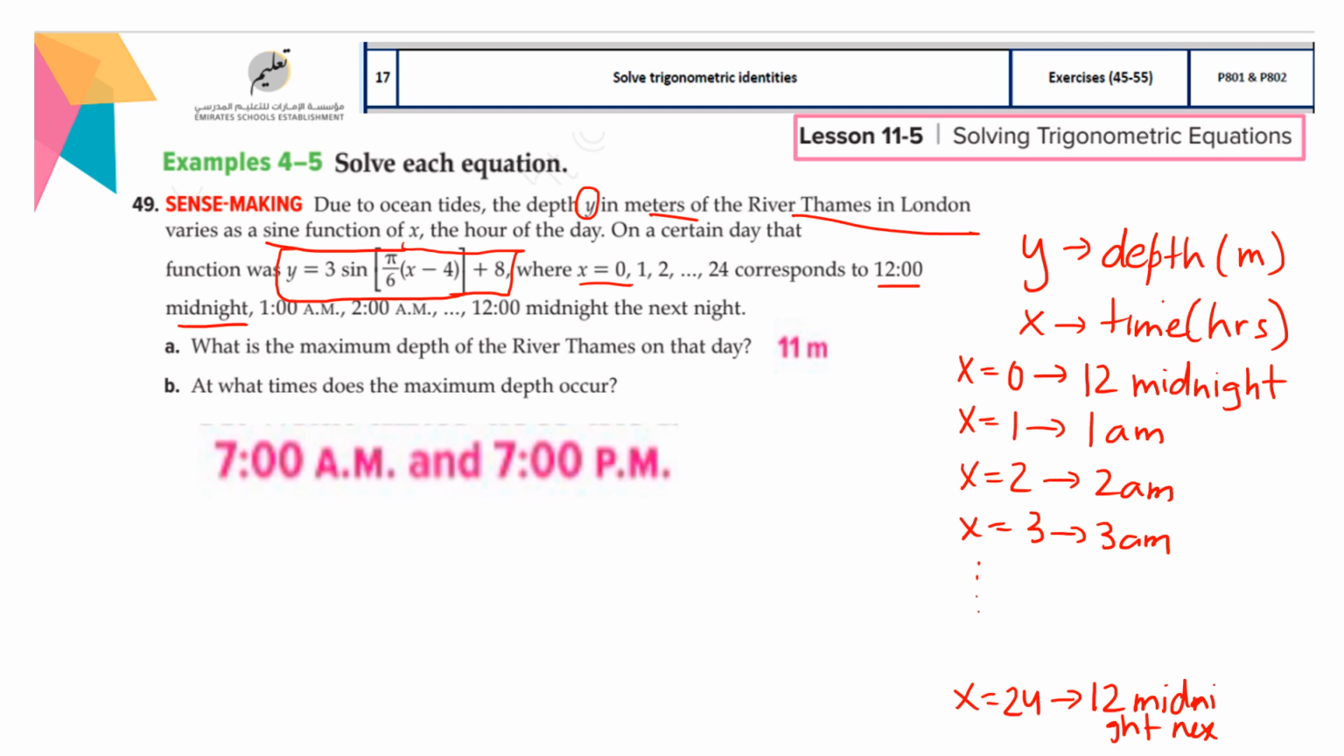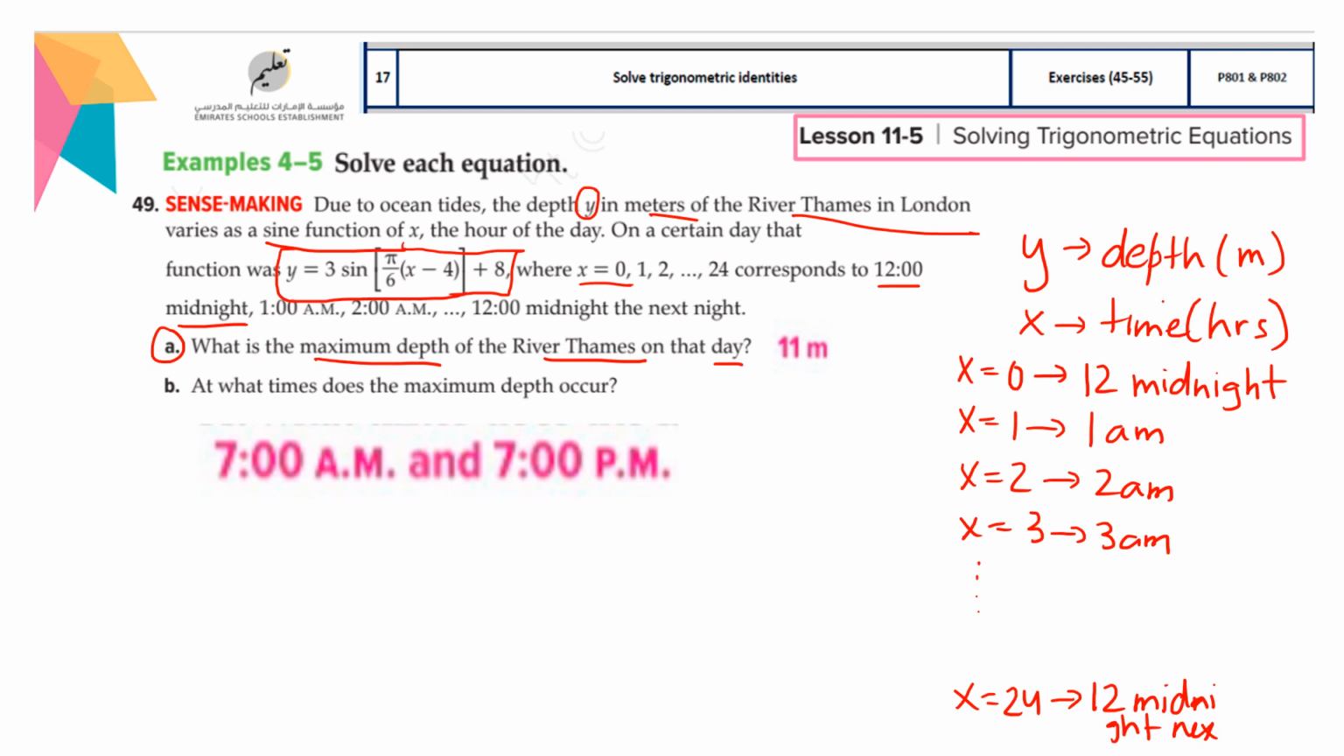So now we solve it together. So here we have to look at part A first. What is the maximum depth of the River Thames on that day? Maximum depth means we want the maximum value of y.